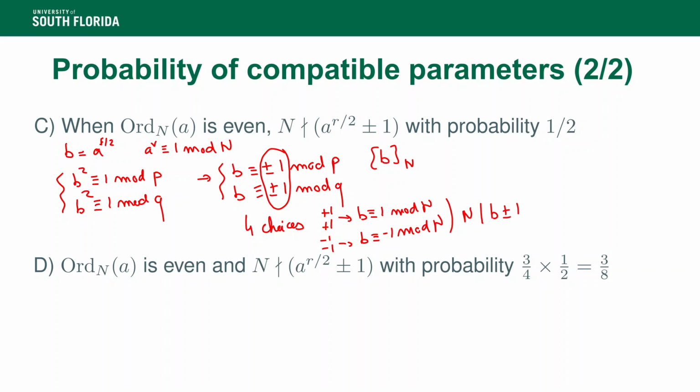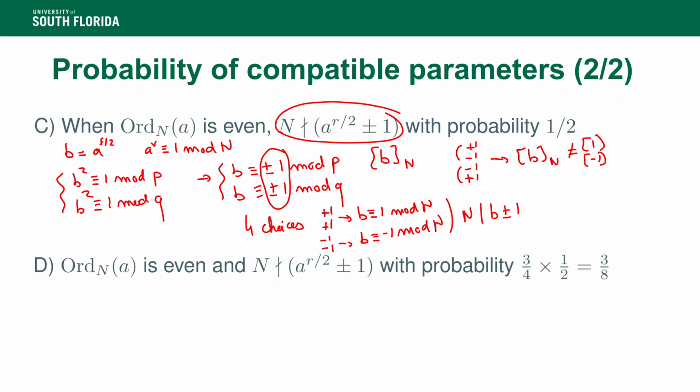But in the other cases, plus 1 minus 1 or minus 1 plus 1, the class of b that we get is going to be different from the class of 1 and the class of minus 1. And in turn, this means that this condition here is satisfied, okay? And this will happen with probability 1/2, because we had 4 choices, and 2 of them were the ones where n divides b minus 1 or b plus 1, and 2 of them are the cases where this doesn't happen. So this happens with probability 2/4, which is 1/2.